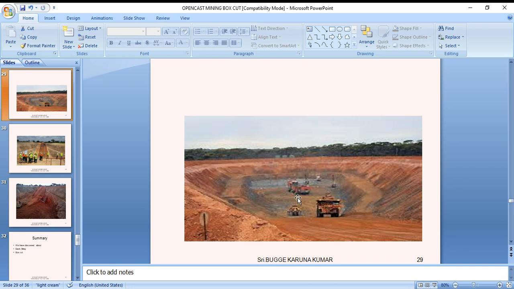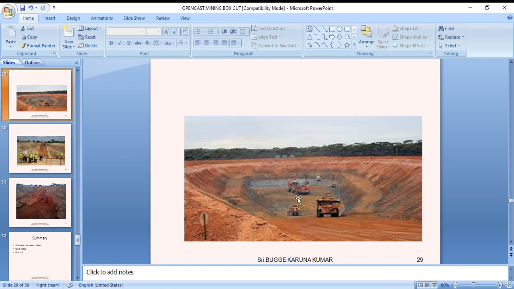The location of the box cut depends upon, number one point, the minimum cost of haulage within the open pit and outside the pit to the desired place, within the pit or outside the pit, for example where the preparation plant is, where the sidings are, or the mineral and overburden dumps. However, if the places of the mineral siding and overburden dump are far apart, separate opening cuts, one for the mineral and the other for the overburden, are to be formed.